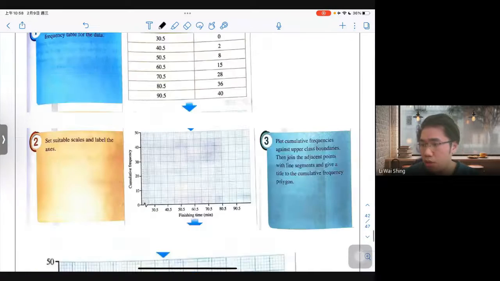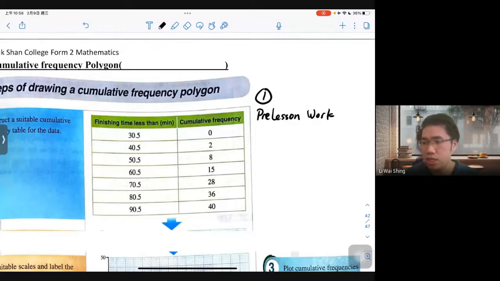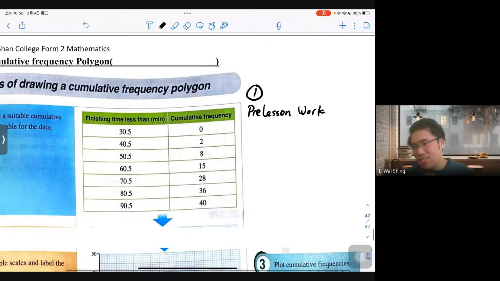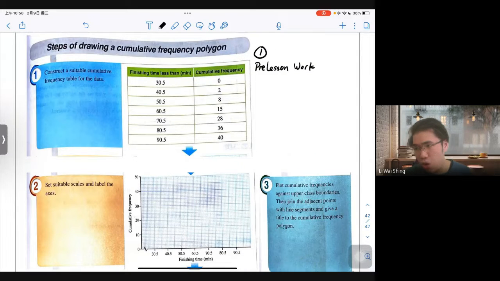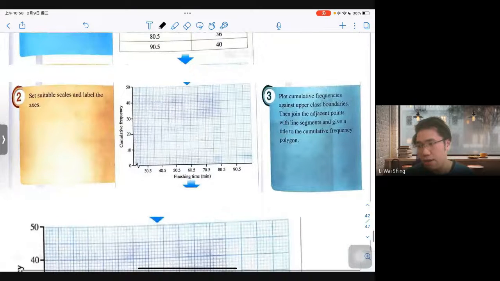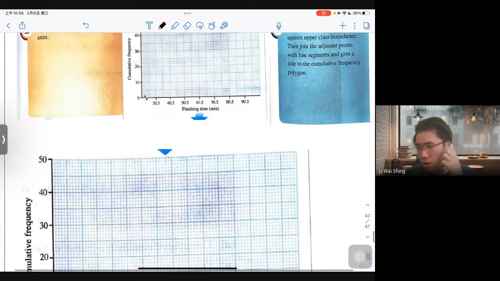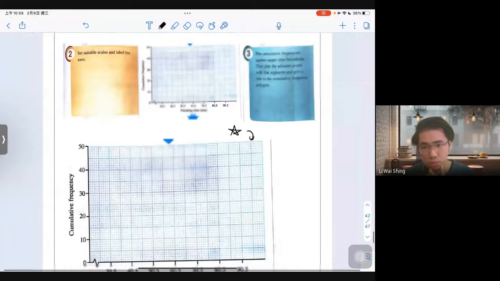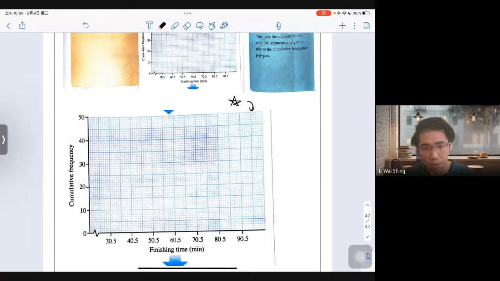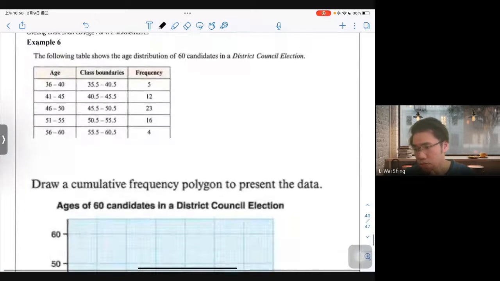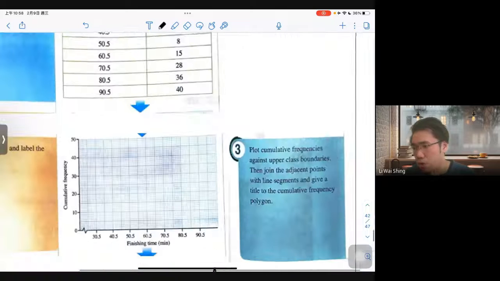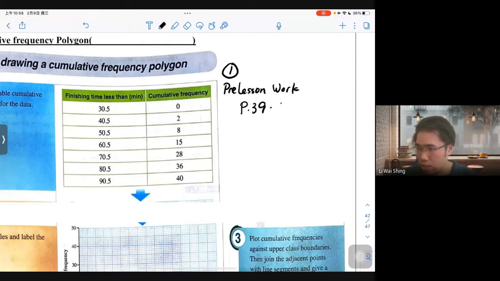So you know how to draw the cumulative frequency table. Cumulative frequency table is hard to read. Okay, CF table. I want you to draw the cumulative frequency polygon. It's pretty easy. I have written all the steps here. Please draw the figure in this scale sheet. So your pre-lesson work is pretty easy. Please finish page 39 to 40 of your notes.